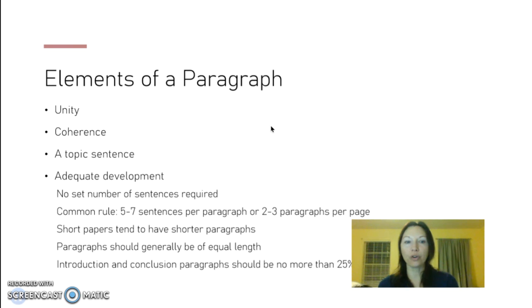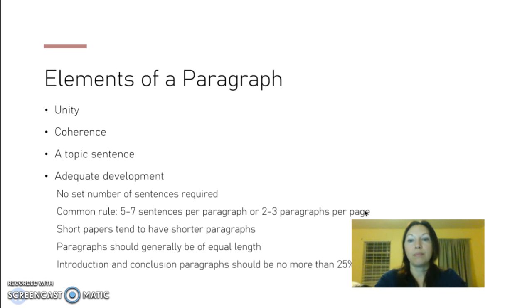Shorter papers tend to have shorter paragraphs. And in this class, we're not writing long research papers. So your paragraphs will tend to be shorter in here, but maybe in your next composition course, you'll be writing longer papers and your paragraphs may be longer.